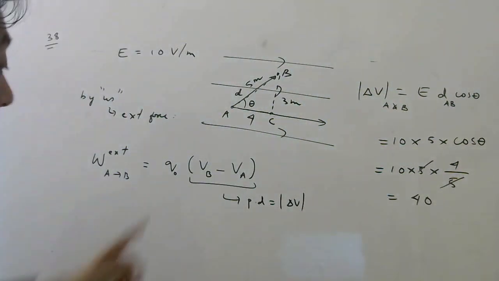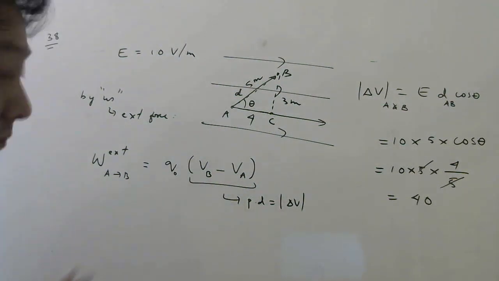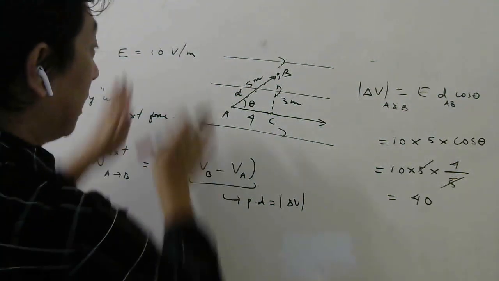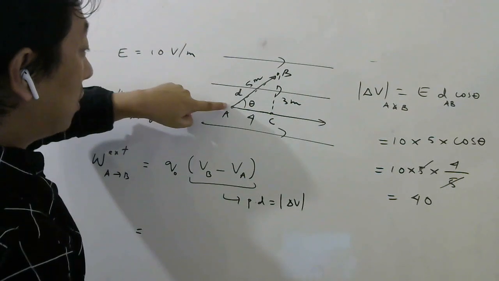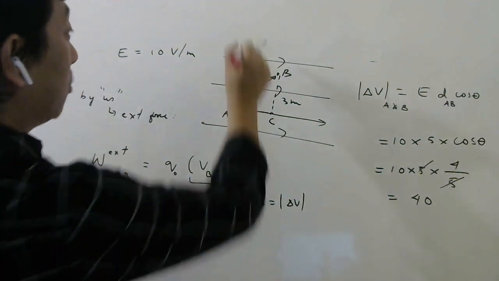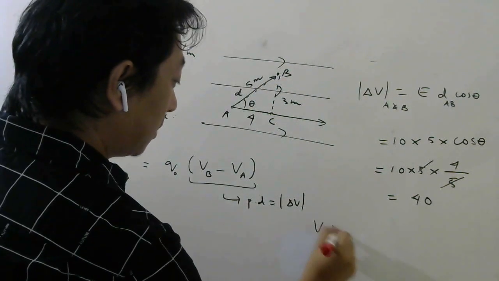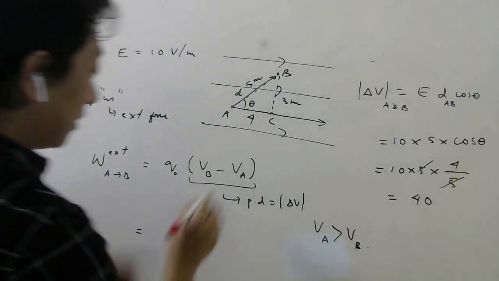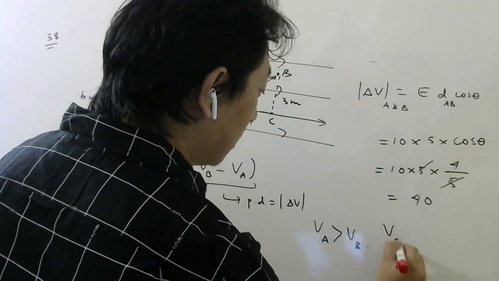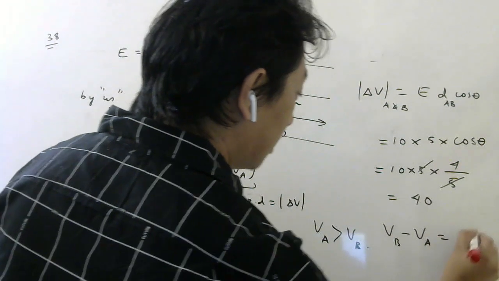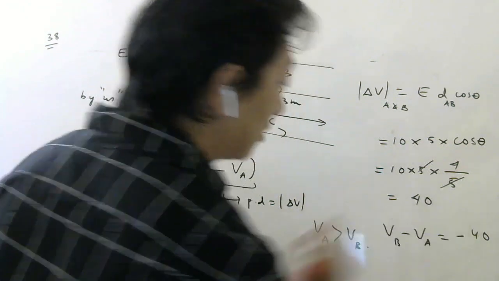Magnitude is 40. Now the sign we have to check. Sign is very easy to check. Electric field is going this way, so this must be higher potential, this must be lower potential. So VA must be greater than VB. That means this difference, VB minus VA, is 40 in magnitude, but the sign should be minus. Why should it be minus, students?